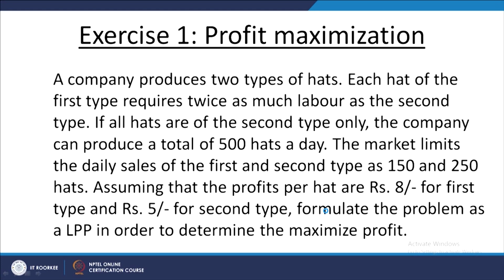If all hats are of the second type only, then the company can produce a total of 500 hats a day. The market limits the daily sales of the first and the second type to 150 and 250 hats. Assuming that the profits per hat are rupees 8 for the first type and rupees 5 for the second type, formulate the problem as an LPP in order to determine the maximum profit. I think you can easily model this problem as an LPP by following the 3 steps that we have learnt in this lecture.